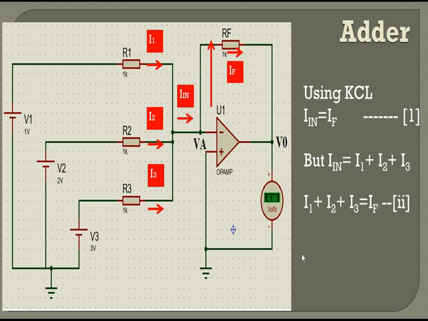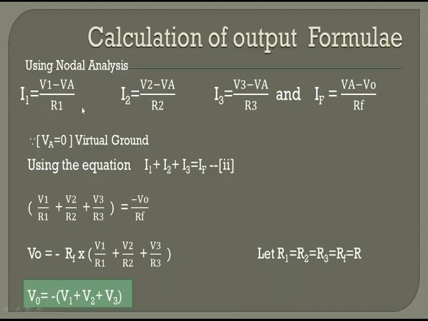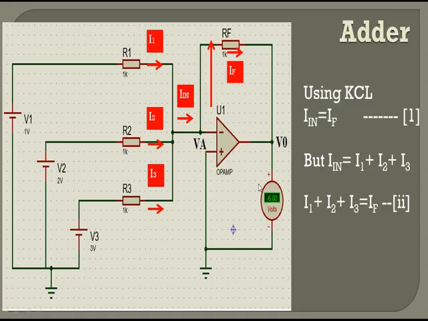This is equation number 2. So we need to find out what I1, I2 and I3 are. By using Ohm's law, we can find the current. Ohm's law tells that current is equal to voltage upon resistance. But we are using nodal analysis to find the current. So by using nodal analysis, to find current I1, we have to consider from this node point up to this node point.